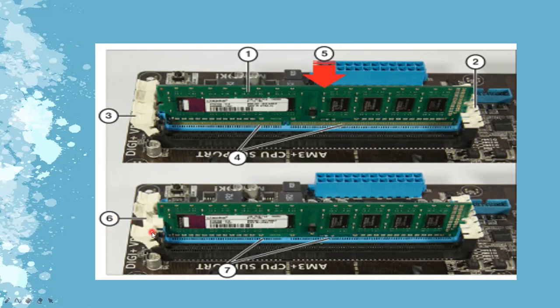So there are different slots in which we can place a number of RAM chips. This is RAM chip number 1. You can insert number 2 as well, and number 3 as well. You can increase the number of RAM in these slots here, right?